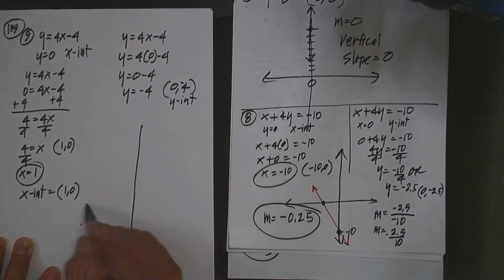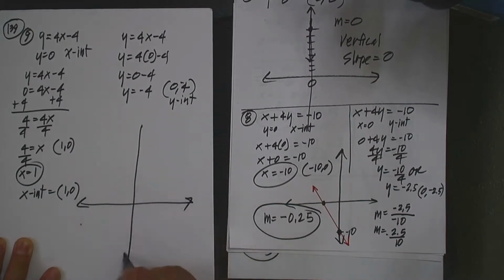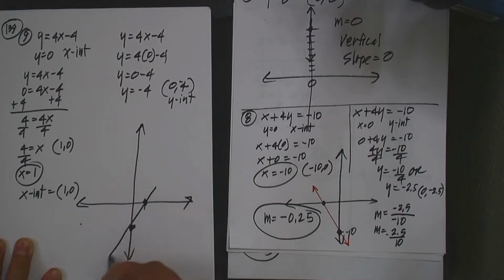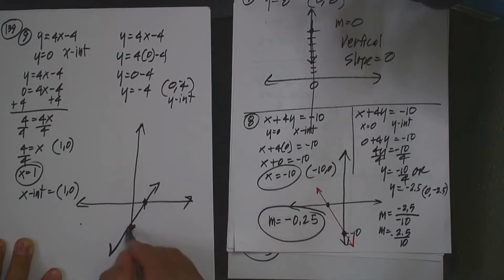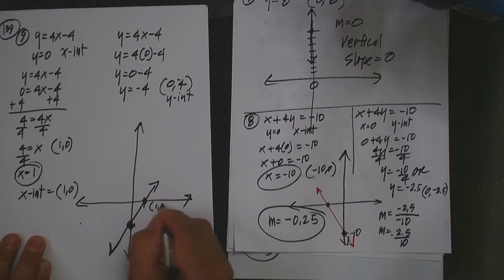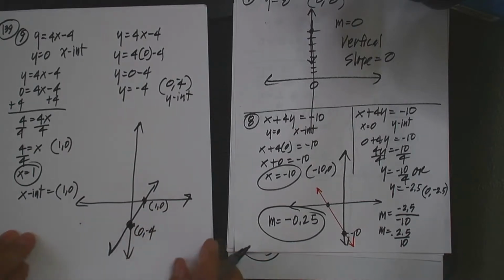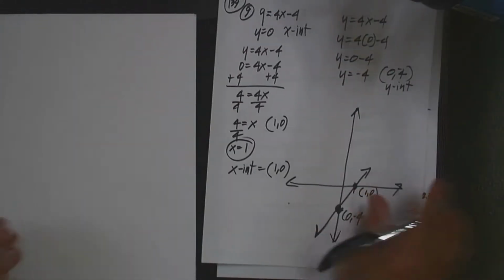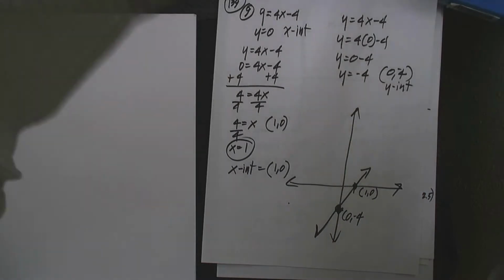Now let's graph. The first one is positive 1. The second one is negative 4 right here. There you go, that's the graph. This one is 1 and 0. The other one is 0 and negative 4. That's the points. I hope you're seeing it.